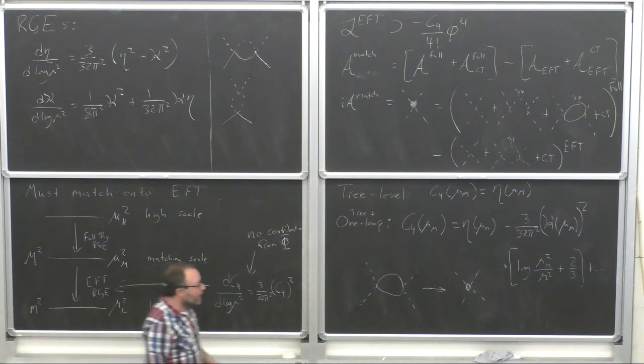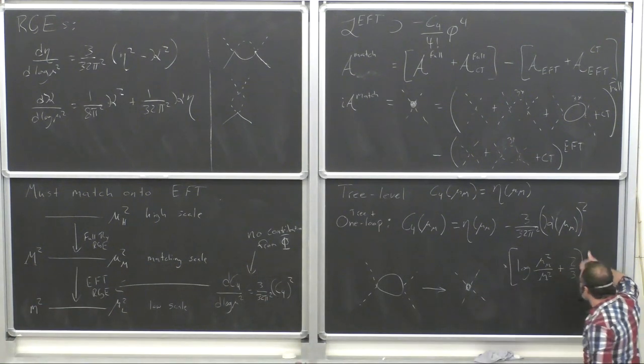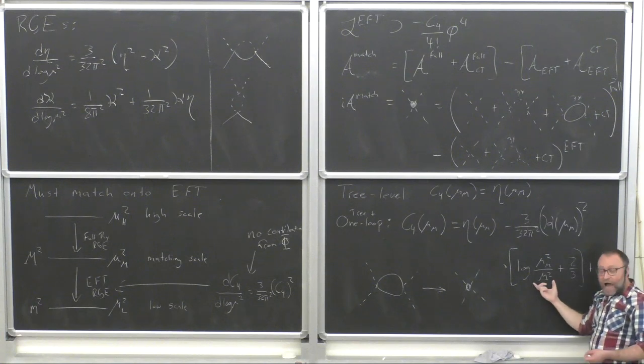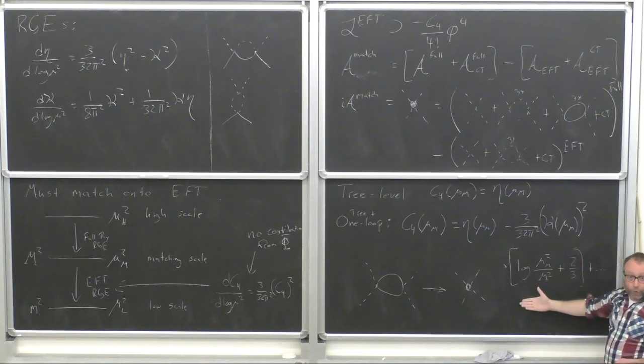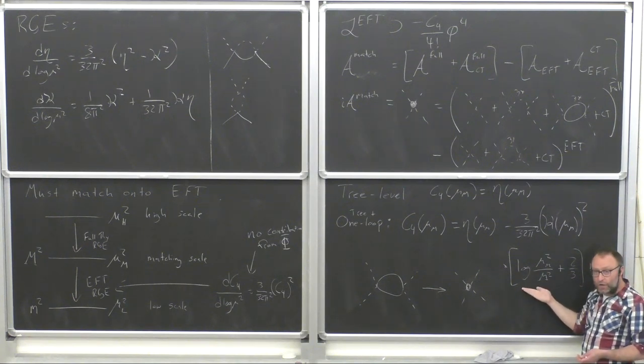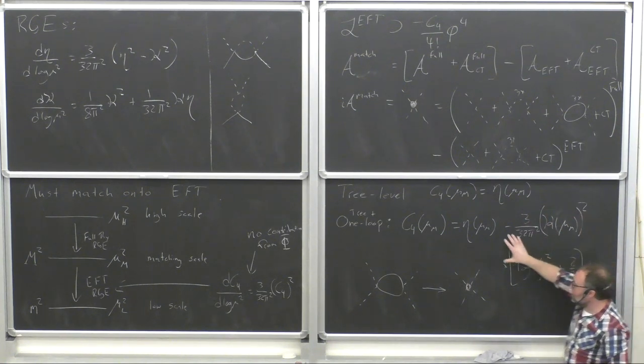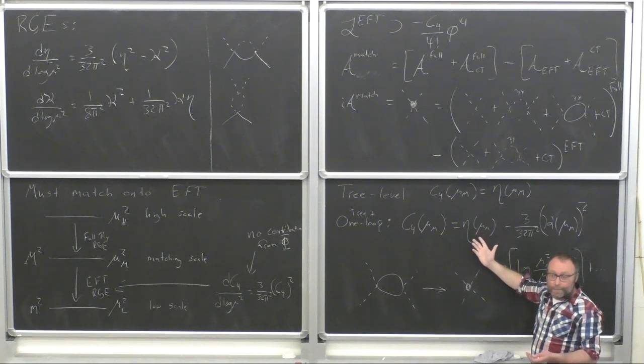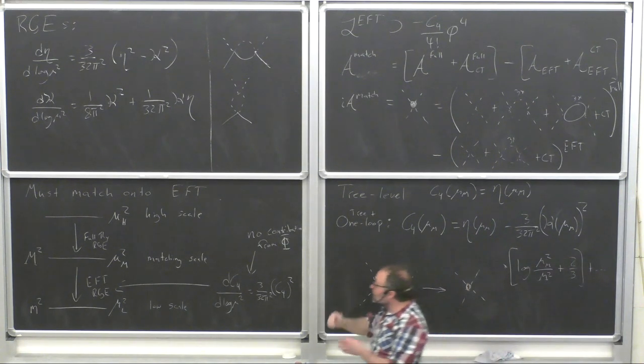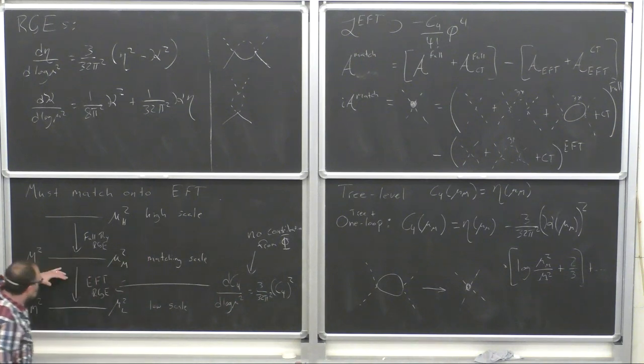Notice that, for example, there's this two-thirds thing times kappa squared, but I don't have to take the matching scale to be exactly the scale capital M. All I need is the matching scale to be of order capital M so that this log is small. In particular, the only rule is that this log can't be so big that perturbation theory breaks down. We want this to be a small correction on top of this, okay?